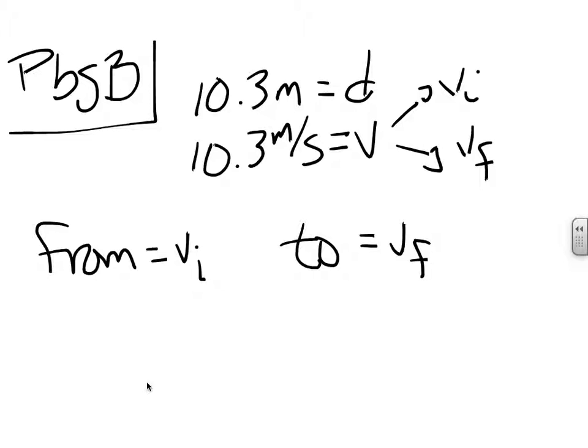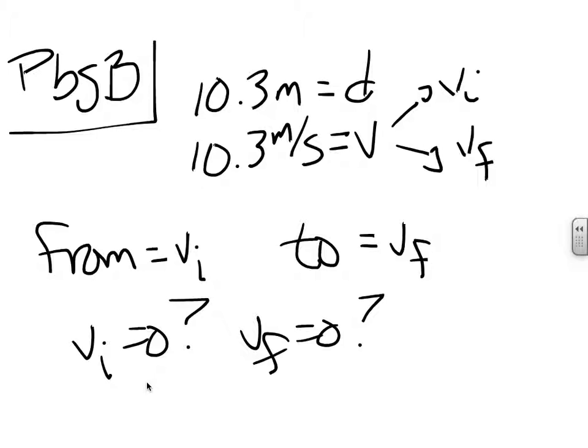You also have to look and see, is there a VI of 0 or a VF of 0 hidden somewhere inside the formula? So look through the thing, read the thing carefully, and see if one of those could be 0.